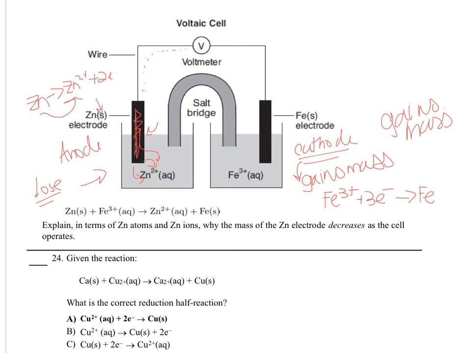So any explanation that hints at any of the topics that I just discussed, saying perhaps the oxidation that is occurring at the anode produces zinc ions from the electrode, decreasing the mass of the electrode, that would be an appropriate answer.